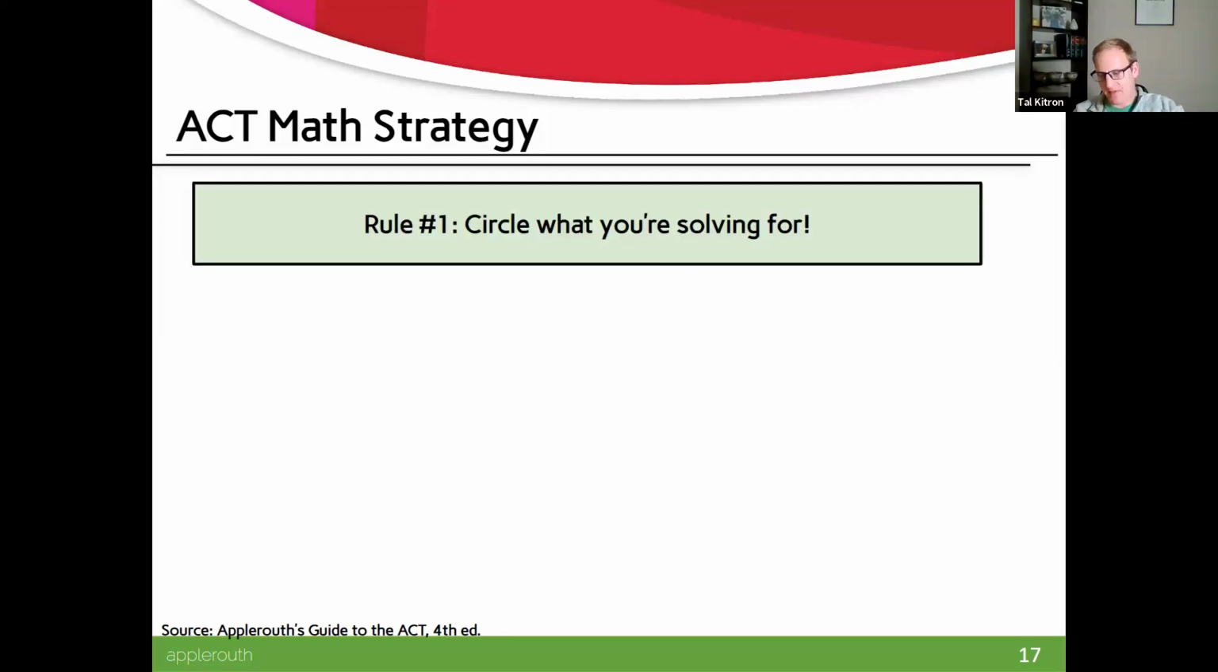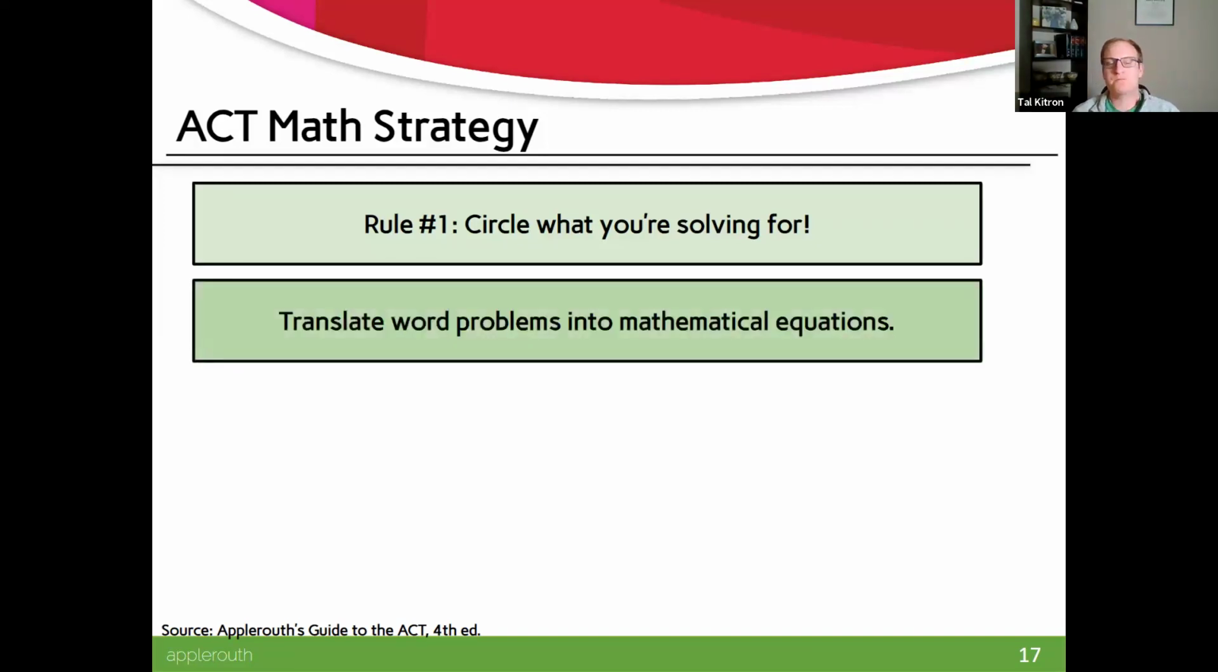Number one rule on math: What am I solving for? Then it's about what do I already know? So let's translate word problems, if they are wordy, into equations, into real math and numbers.